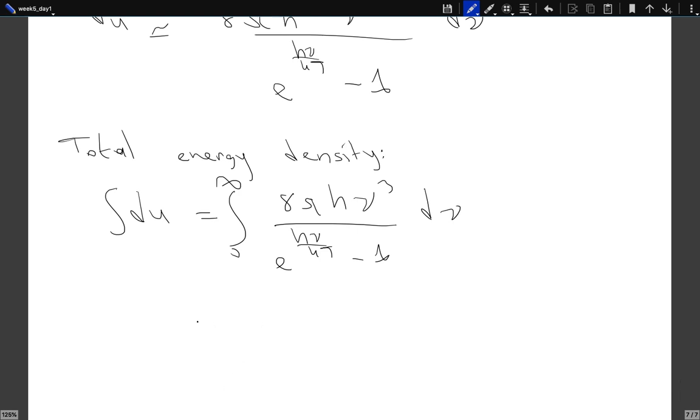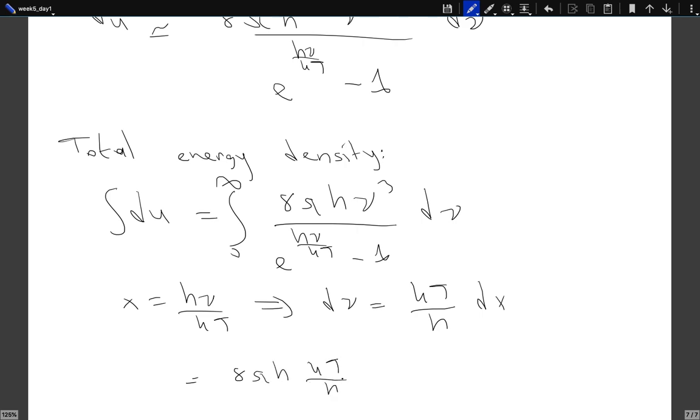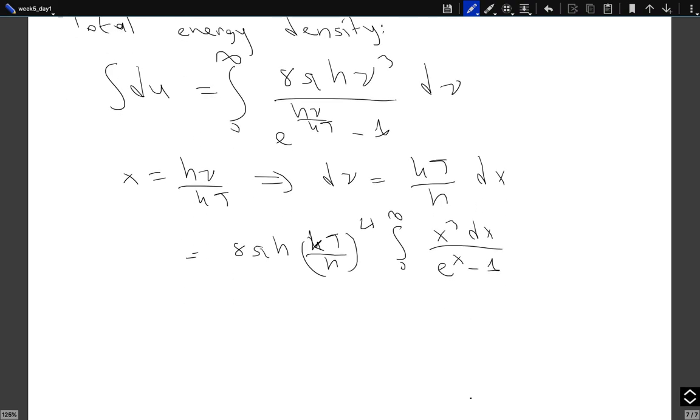Well, let me just make a change of variable now. x equals h nu over kt, so d nu is equal to kt over h dx. So this just becomes 8 pi h kt over h to the fourth power, times the integral from 0 to infinity of x cubed dx over e to the power x minus 1.